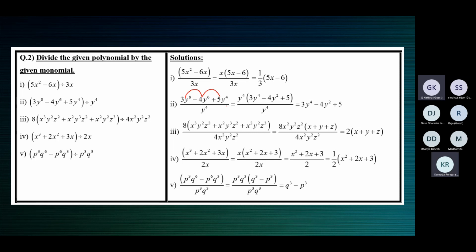y to the power 8, y to the power 6, y to the power 4. I have told you that the least power is the HCF, the highest power is the LCM. The LCM of y to the power 8, y to the power 6, y to the power 4 is y to the power 8. The least power is the HCF. So y to the power 4 is the HCF. Bring it out. And then you know how to write these terms in the bracket.